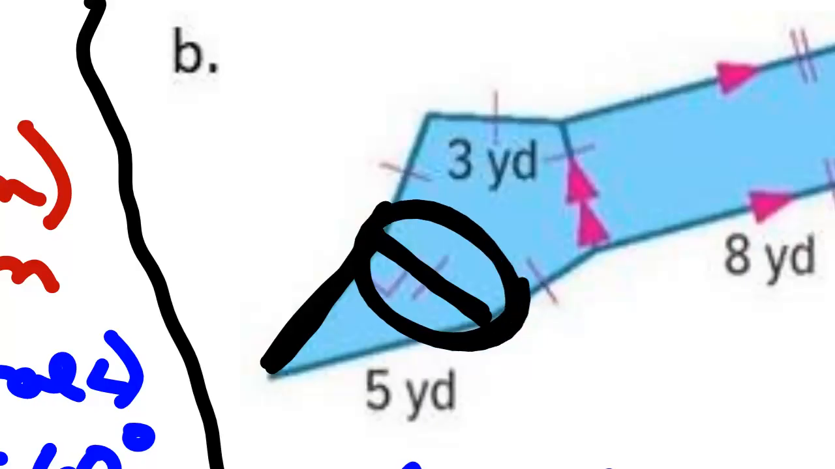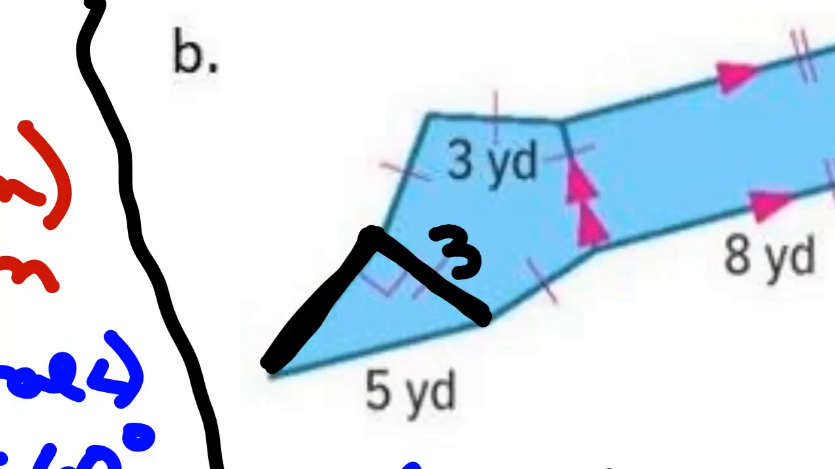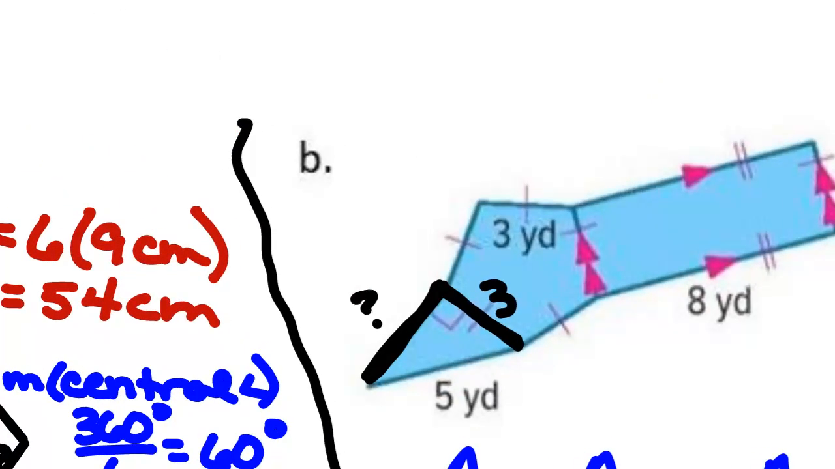I know how big this side is. How big is that? 3. This is 3 yards, but we're going to need to find this side over here. Because of that right angle, I know it's a right triangle, which means I could use what to find that side? Pythagorean theorem. A squared plus b squared equals c squared. What part of the right triangle has to go in for c? The hypotenuse. What's the hypotenuse of this right triangle? 5. So we're going to have 5 squared.